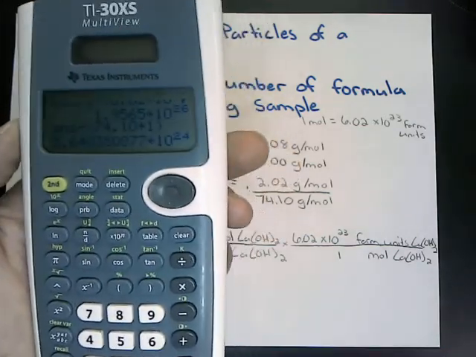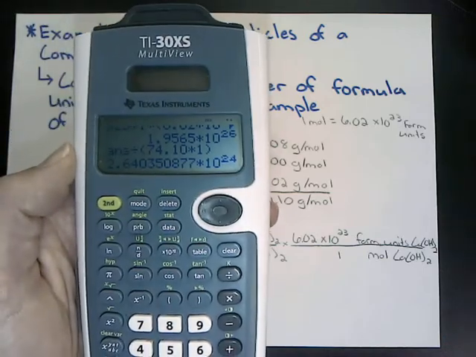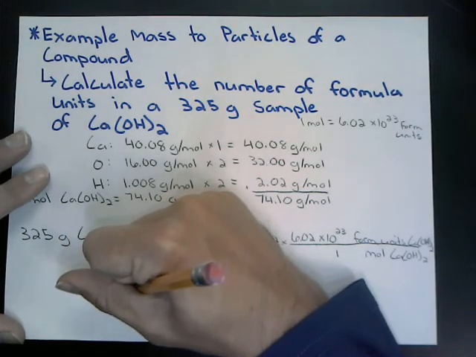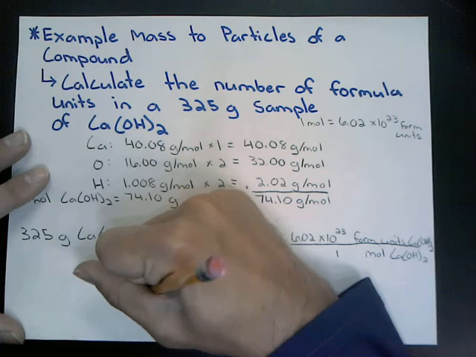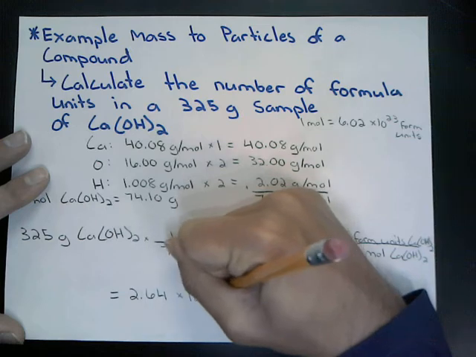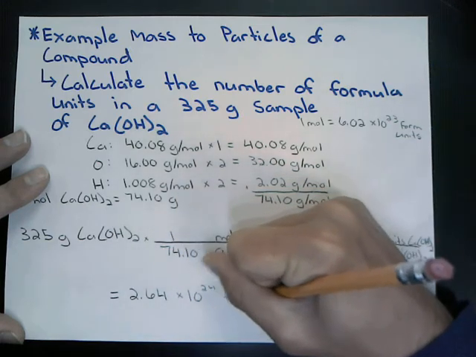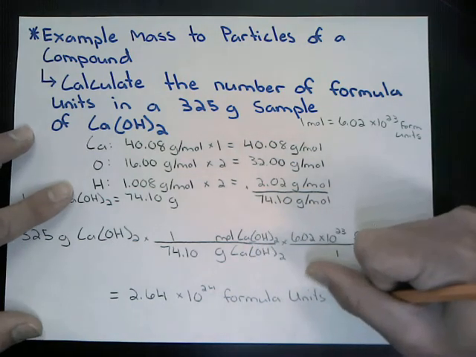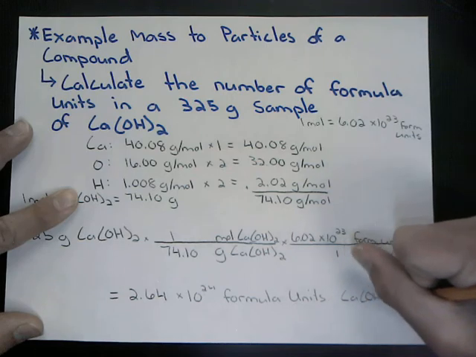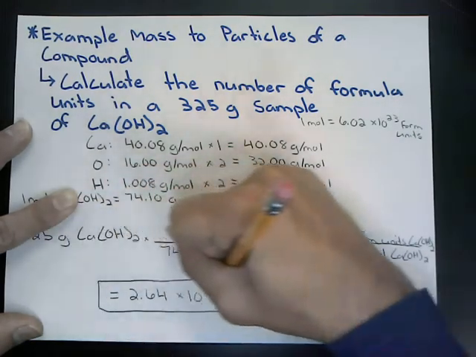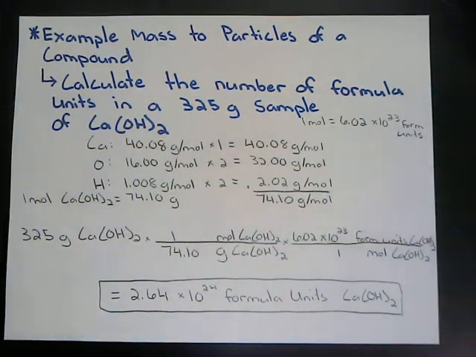So we have in our answer here 2.64 times 10 to the 24th formula units of calcium hydroxide. So again, that is 2.64 times 10 to the 24th formula units of calcium hydroxide. What this did is it put everything that we talked about from section 2 with everything we talked about in section 3, and it morphed it into one particular problem.